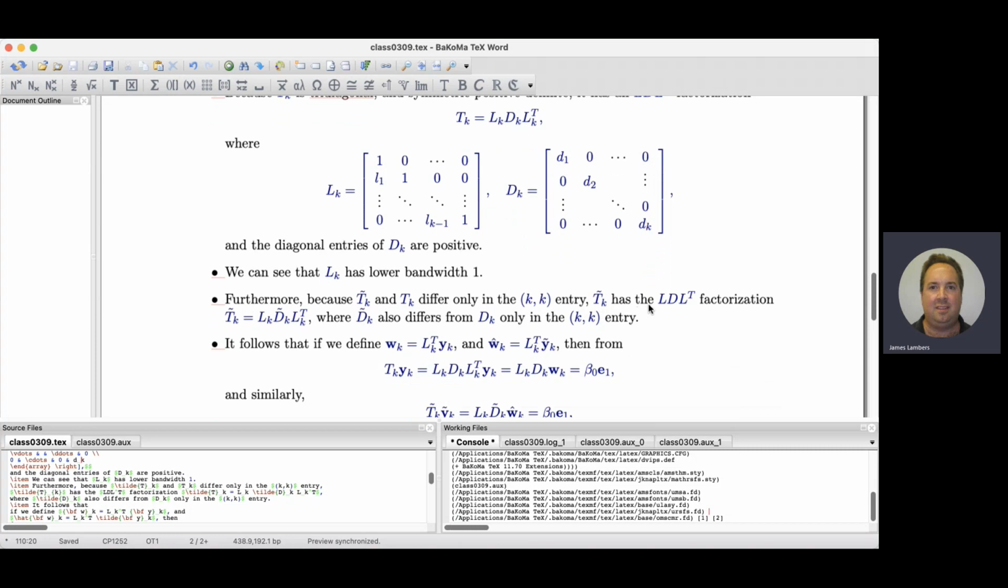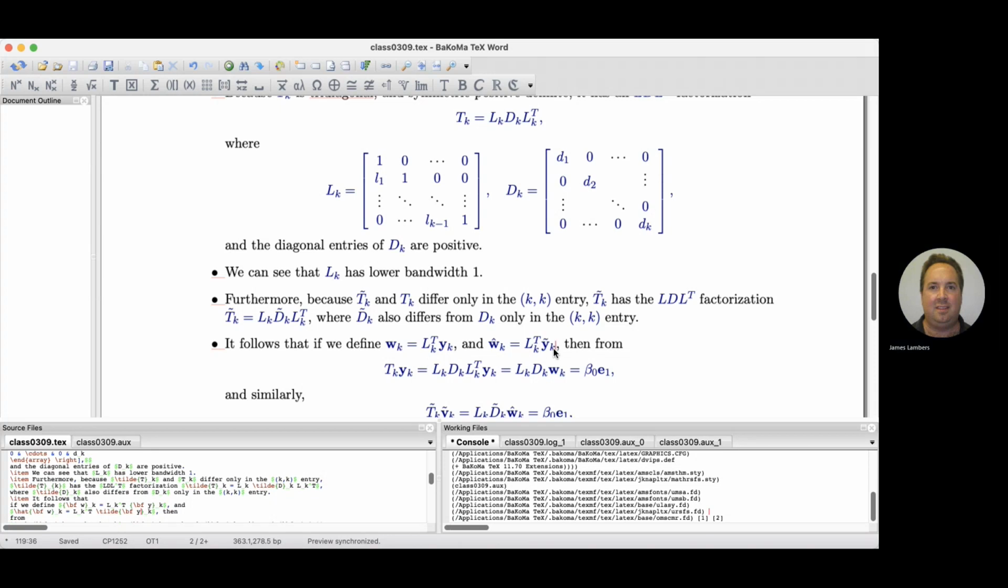Okay, so how does this help us? So I'm going to define these vectors, WK and WK hat. And I'll define them this way, both with LK transpose times YK, which is used to compute the iterate XK, and then YK tilde, which is part of computing the iterate XK plus 1. This is the first K elements of the vector YK plus 1.